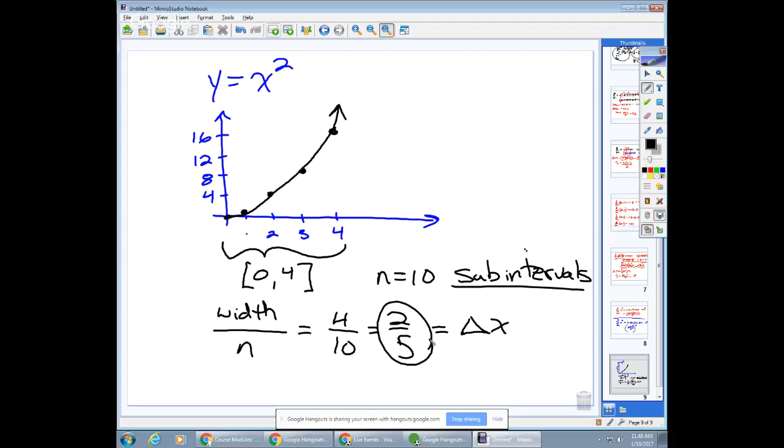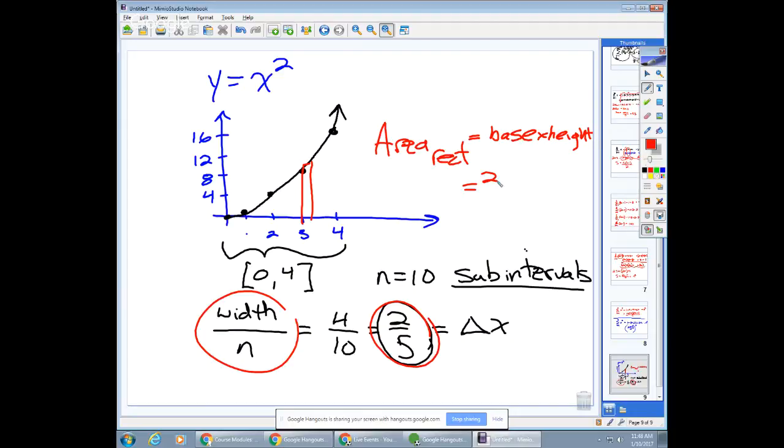Okay. So let's see. I'm going to be generating a bunch of rectangles. So let's just examine a couple of rectangles. So there's going to be a rectangle over here that's going to look something like that. What's the width of each rectangle going to be? If I have 4 to start with, I divide it by 10. Didn't we just discover that the width is 2/5 of each subinterval? Okay. So the area of a rectangle is always base times height. And my base in this case is my width over n, which is 2/5.